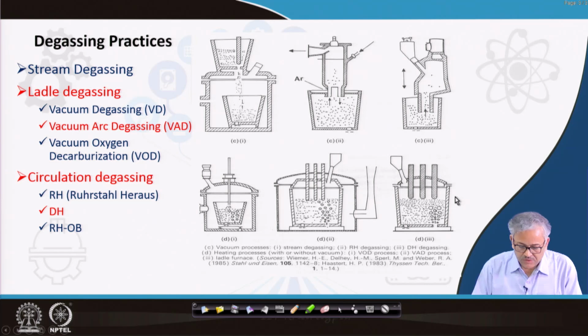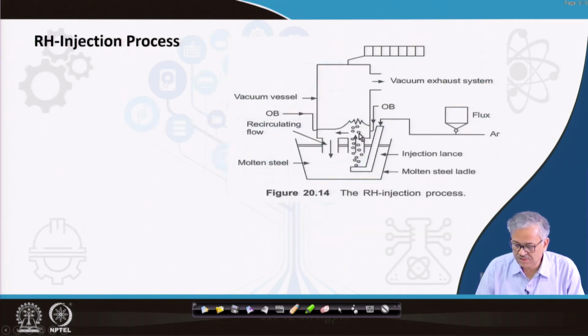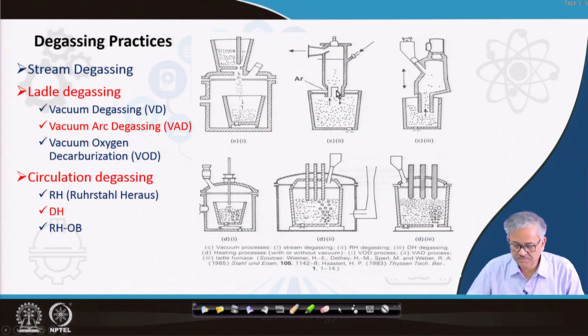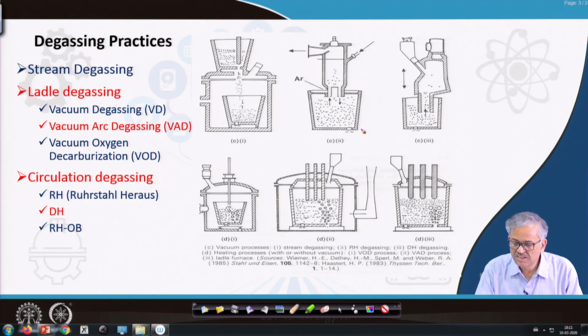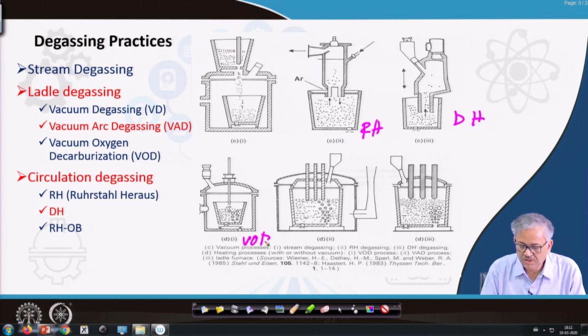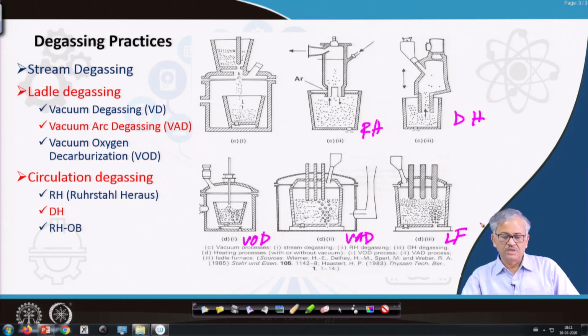So all the processes, if you write them, you can write them here. This is the stream degassing, this is the RH, and this is your DH, and this is the VOD, and this is your VAD, and this is the LF. Ladle furnace is also there. Okay. And this is the stream degassing.